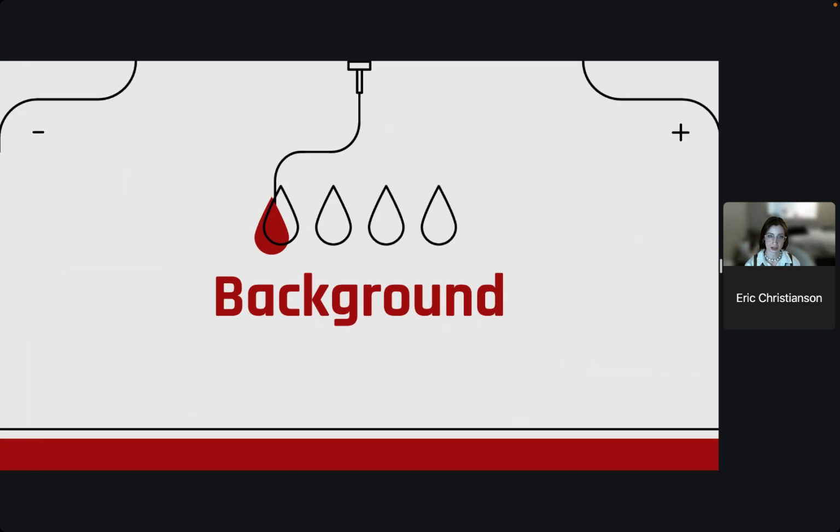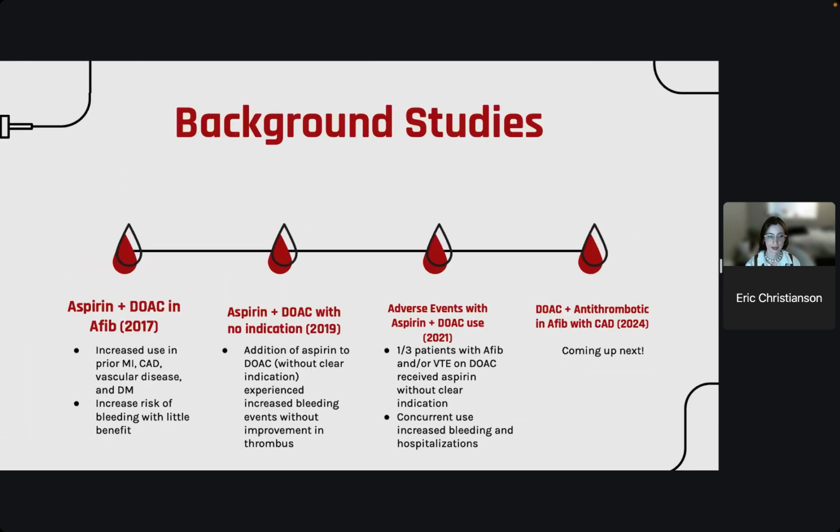So what do the background studies say? We're going to discuss three different background studies. The first one looked at aspirin and DOAC use within atrial fibrillation. Researchers noticed an increased use in prior MI, CAD, vascular disease, and diabetes. And the major finding of this study was an increased risk of bleeding with little benefit with the use of both.